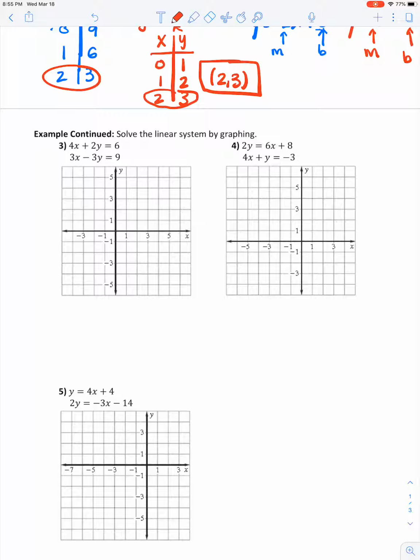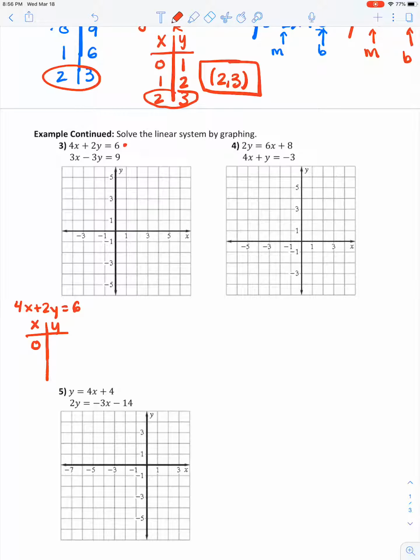Example 3. I will show you one other way. This one could be using our x and y intercepts to solve this problem. So if I have 4x plus 2y equals 6, making an xy table for that.